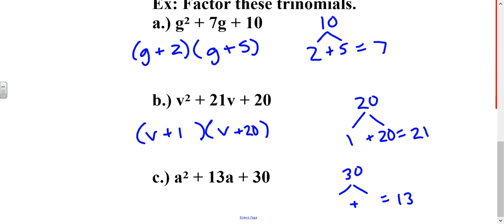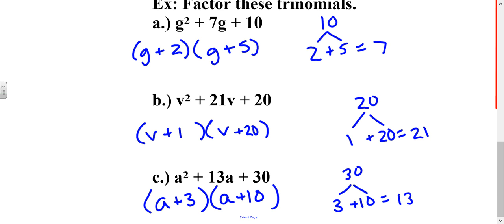So we've got 1 and 30, that doesn't work. 2 and 15, that doesn't work. 3 and 10. So we have our binomials, and we have a plus 3 and a plus 10. So a times a is a squared, a times 10 is 10a, 3 times a is 3a, so if we add the 10a plus the 3a, we get our 13a, and then 3 times 10 would give us 30.